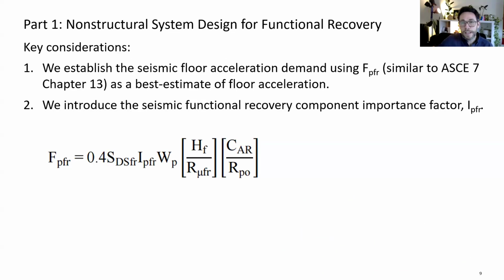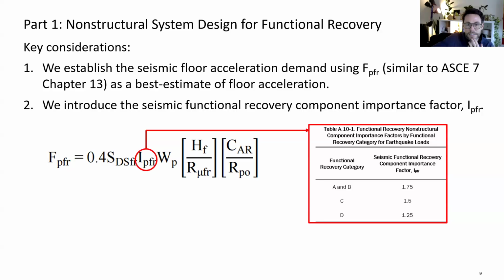I also wanted to share relevant considerations for non-structural system design. So a central concept is the seismic floor acceleration demand. This is not typically captured in conventional structural analysis. So we're using FPFR, which is analogous to FP in ASCE 7, Chapter 13. You can sort of see the equation there on the side as our best estimate of floor accelerations. And this means that equipment and components in the building that are needed for basic intended function have to be qualified or designed for these demands.